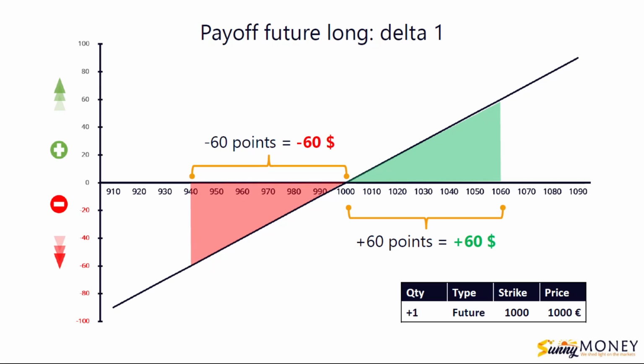The example is clear. By buying a future at a price of 1,000, if the future rises 60 points, we will earn $60. On the contrary, if the future falls by 60 points, we will lose $60. The relationship is always 1-to-1. The delta of a long future is equal to 1. The delta of a short future is equal to -1.